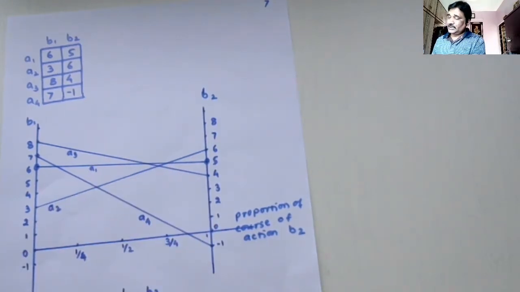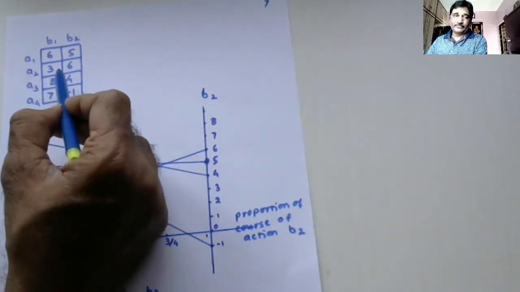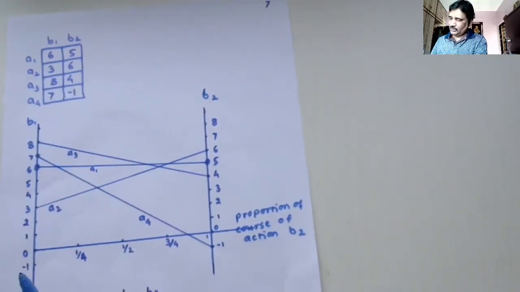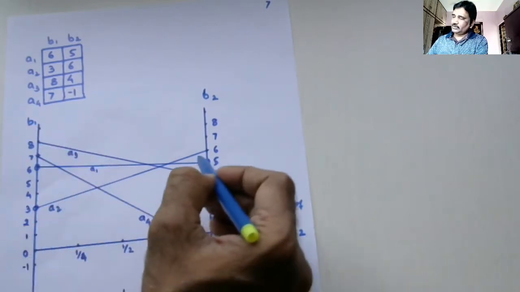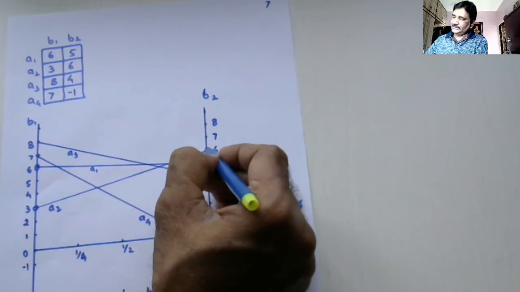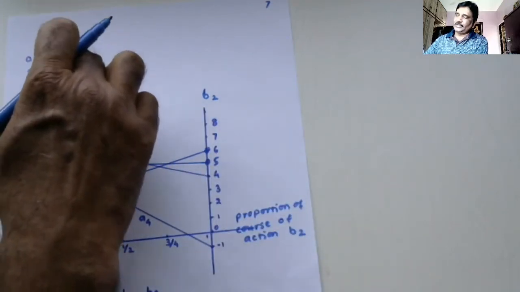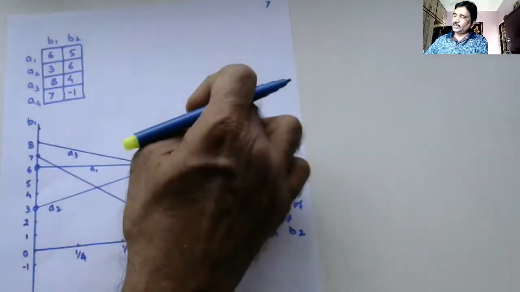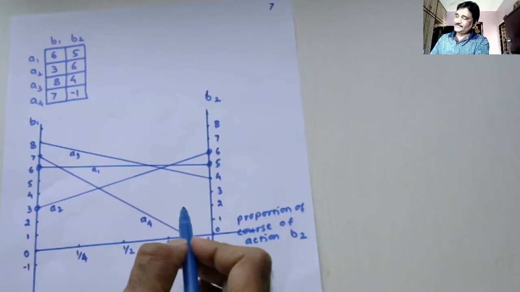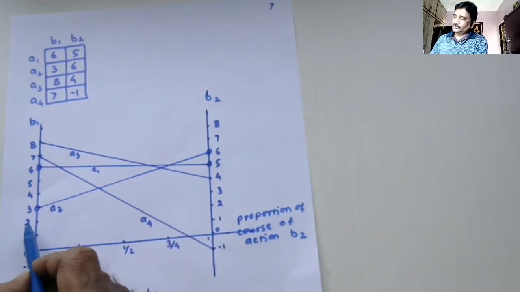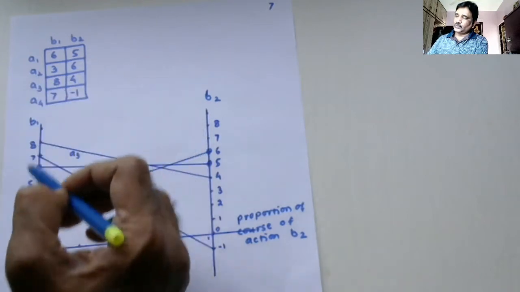Right? And then 3 6 in the A2 row: you have the values 3 and 6, so 3 you mark on this line here and 6 you mark on this line here. Because 6 is the element available in the B2 column, that must be marked on the B2 axis.